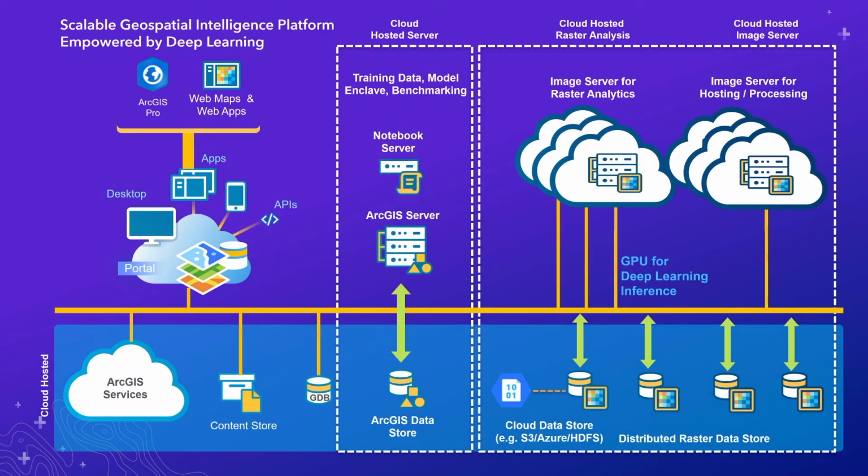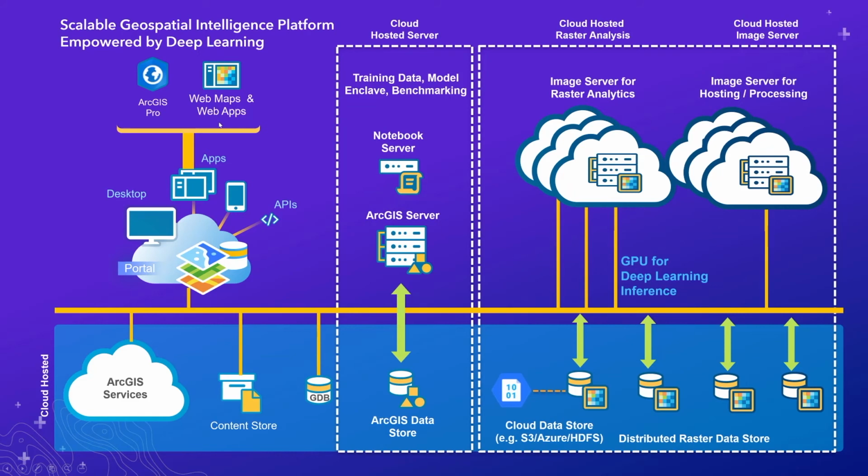A deployment of Raster Analytics for geospatial deep learning looks something like this. This is not exactly what it will look like for every specific deployment, but imagine you have Portal. So this is your gateway to get to your models or any results. From there, you can interact with it with ArcGIS Pro. You can look at web maps, web applications.